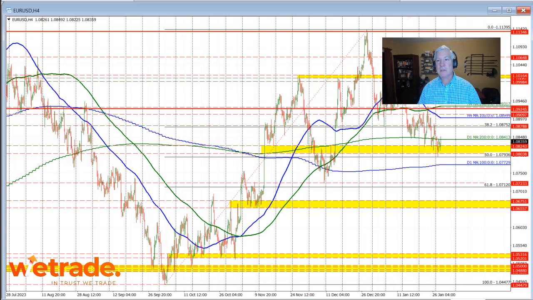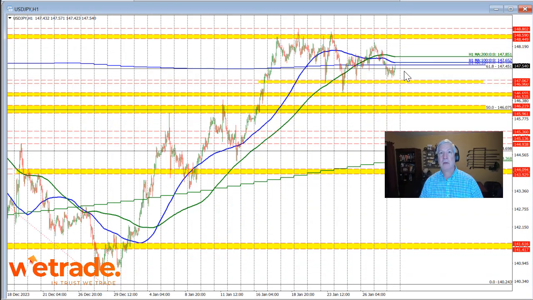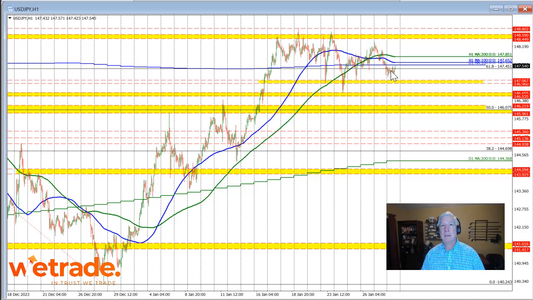Let's take a look at the dollar versus yen next. This currency pair this week is moving up and down. Although yields are lower in the U.S. again today, the dollar versus yen is moving to the upside here.